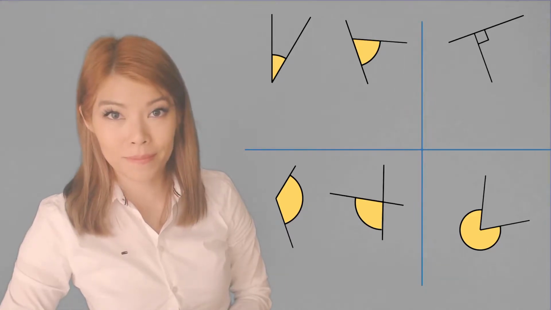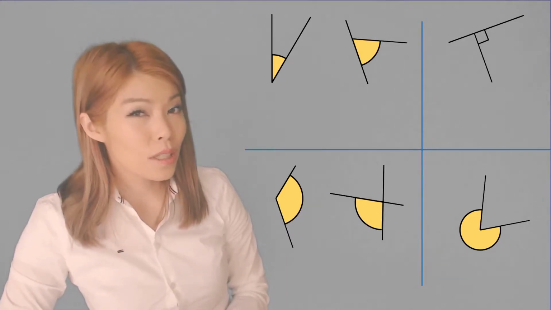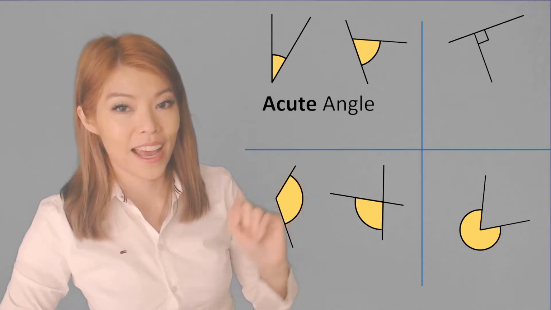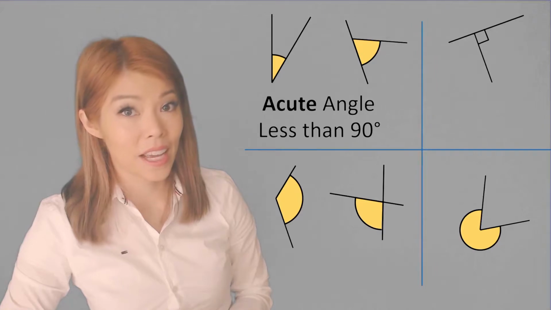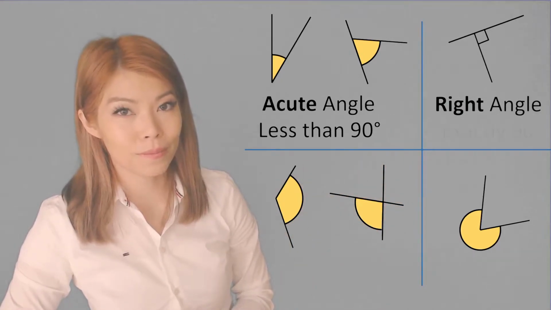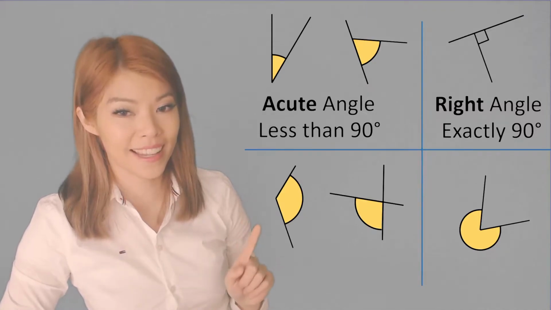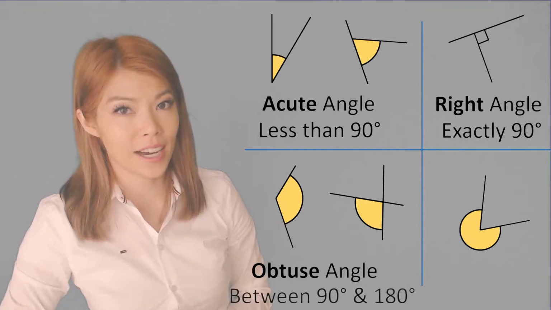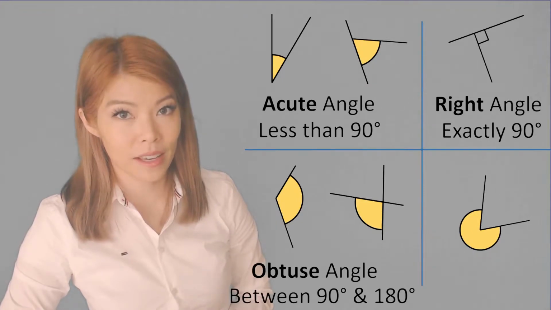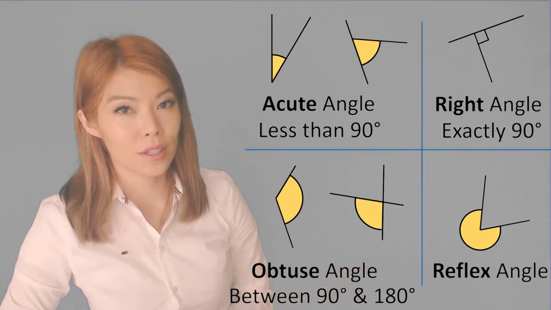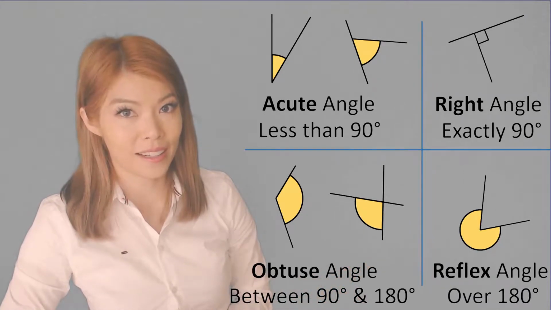Can you name them? So the smallest one, or the cutest one, are called acute angles, and they're less than 90 degrees. If they're exactly 90 degrees, we call them right angles. What about if they're a bit bigger than that? We call them obtuse angles, and these are between 90 and 180 degrees. If they're bigger than that, we call them reflex angles. So those are larger than 180 degrees.